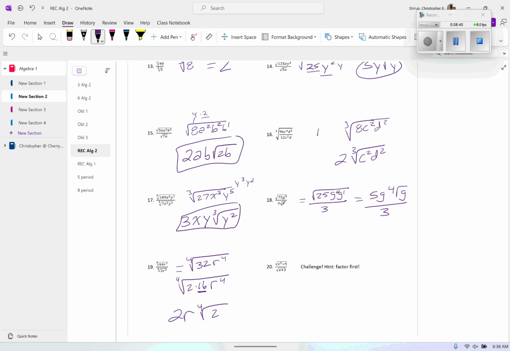All right, so challenge, it says factor first. Okay, so you might remember the top is called the difference of 2 squares. So I'm going to get x plus 3 and x minus 3 all over root x plus 3. Well, the x plus 3's cancel each other out, so I'm just left with square root of x minus 3. Think about that one a little bit.